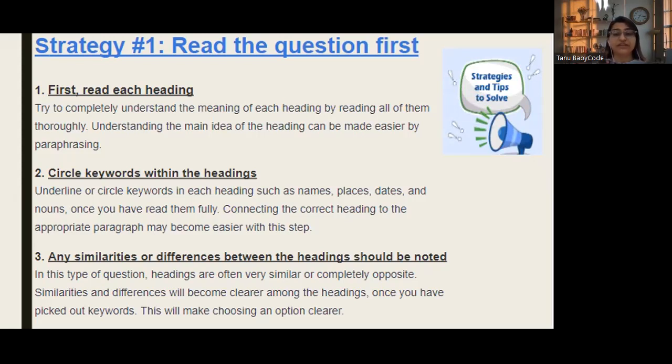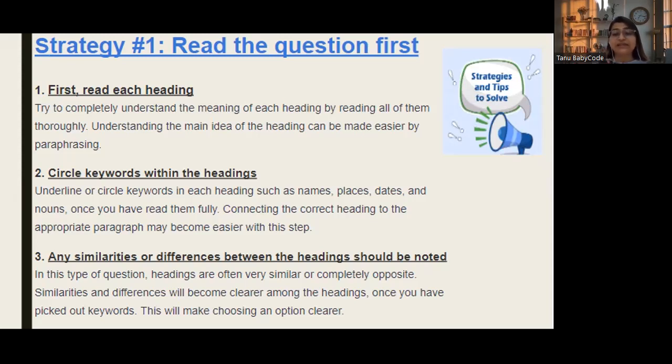Circle keywords within the headings, right? You can underline or circle keywords in each heading, such as names, places, dates, and nouns, once you have read them fully. Connecting the correct heading to the appropriate paragraph may become easier with this step because you have already done your circling of the important keywords.